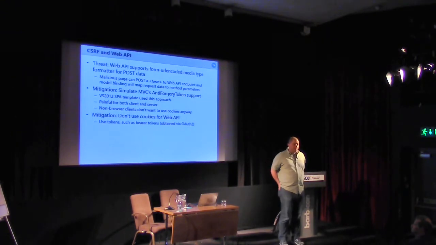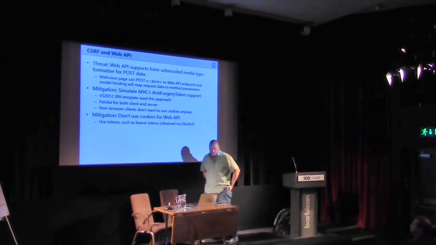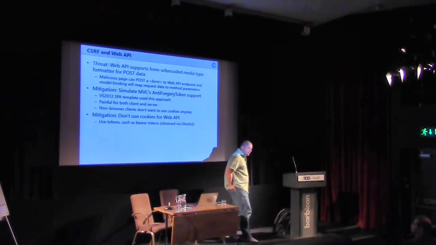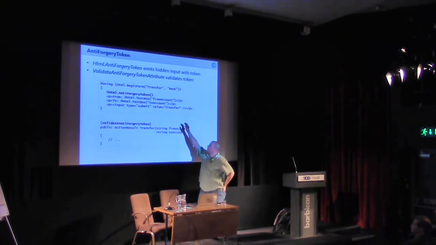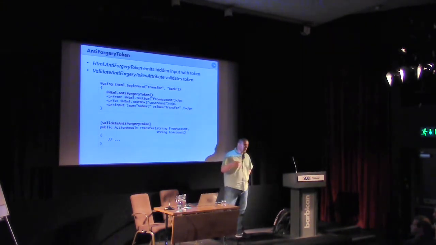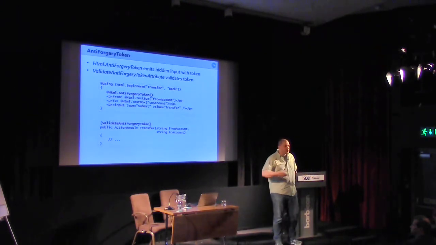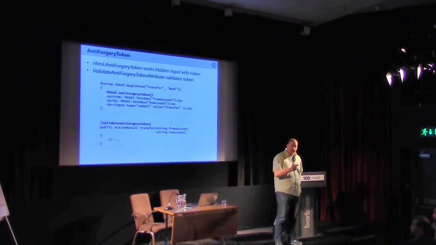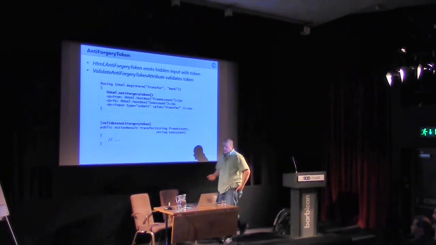So the CSRF stuff that I just described works really well for this type of application up here, the one where we are rendering HTML, because it's really easy to bootstrap that CSRF value into the HTML, and then make our call back to our endpoint. It doesn't work so well for APIs.